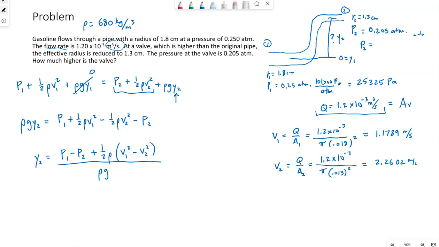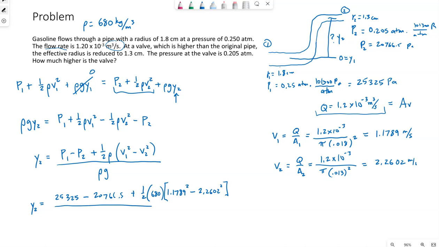This one, 0.205. I'm getting 20766.5. And I am going to keep all those digits because I'm in an intermediate step. I'm not at an answer. So P1, we have 25325 minus P2, 20766.5. The density of gasoline, again, I got that off the test notes. So 680 times V1 minus V2. So those need to be squared individually, divided by our density times 9.8. All right, so let's plug these in.